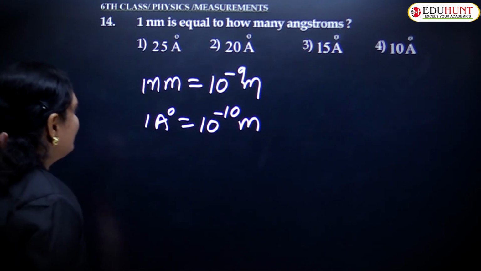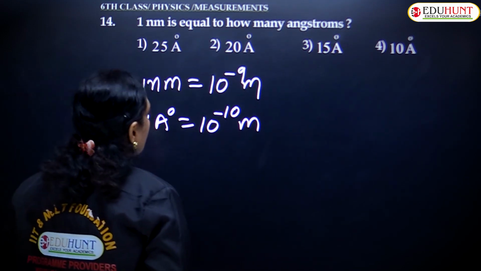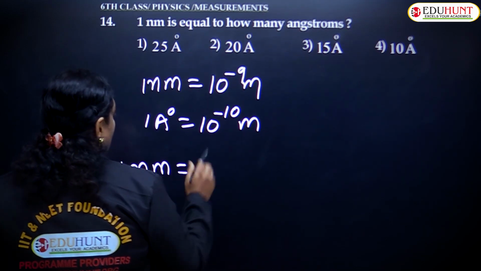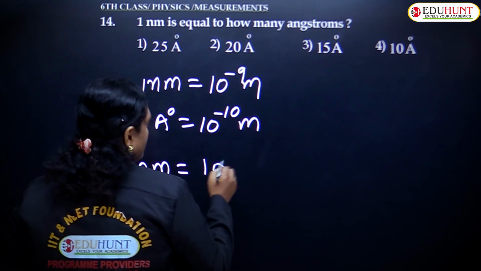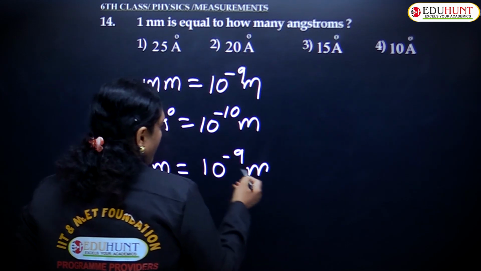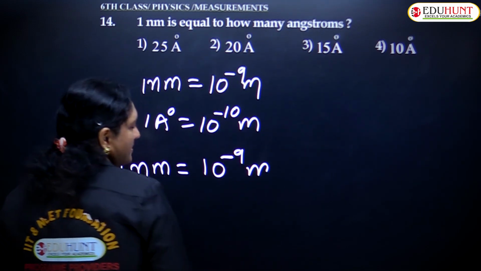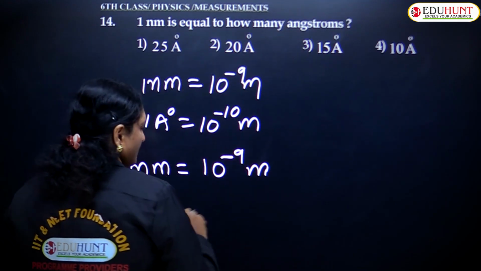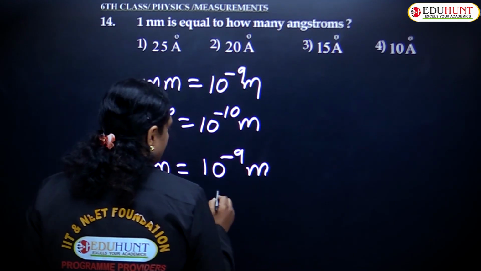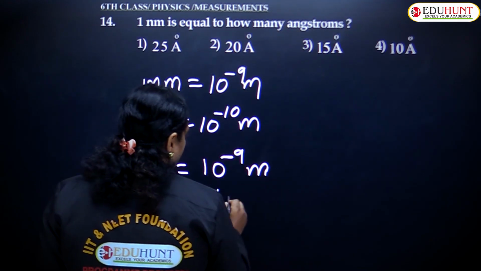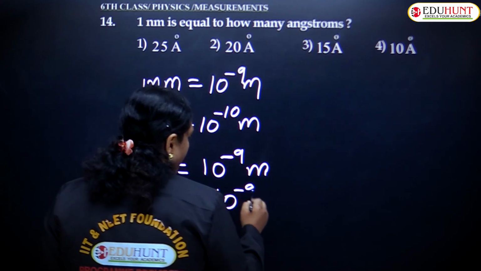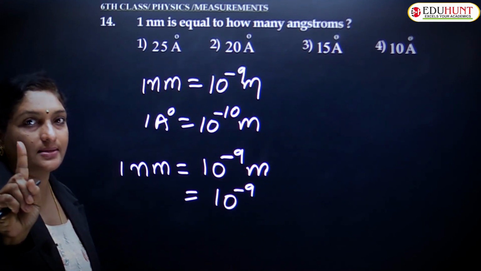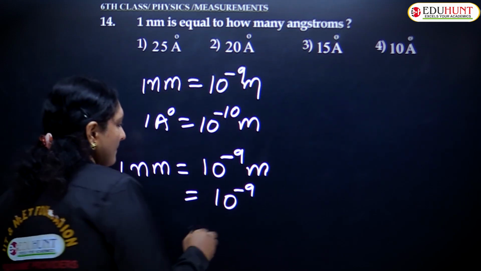I want to write 1 nanometer in terms of angstrom units. Angstrom means I should not have minus 9, it should be minus 10. So, if I want to write this as 10 power minus 9, to convert into minus 10, how much extra is there? Minus 1.